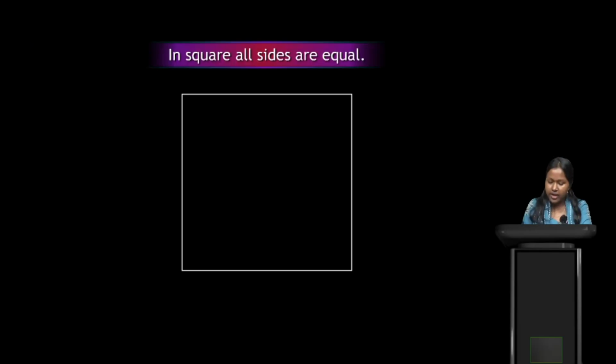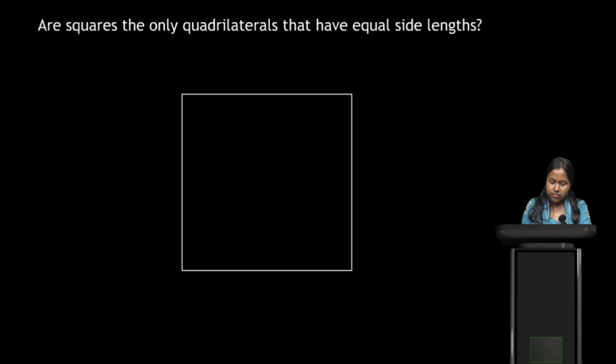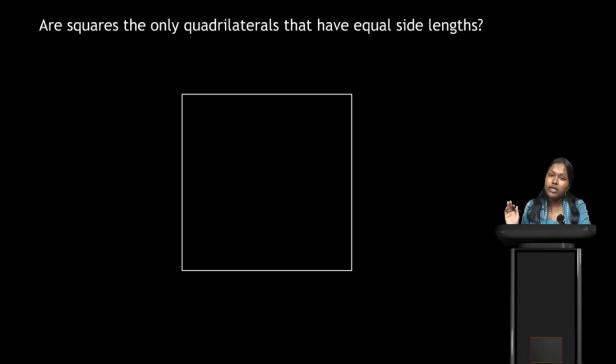Now I think you can guess the shape of this quadrilateral also. Can you tell me the name of this shape? Yes, very good. This is a square. In a square, all sides are equal, we know. Are squares the only quadrilaterals that have equal side lengths? What do you think? Is this quadrilateral the only one having equal sides? Means only for a square, is it true? Or can we find some more shapes which will have equal sides?